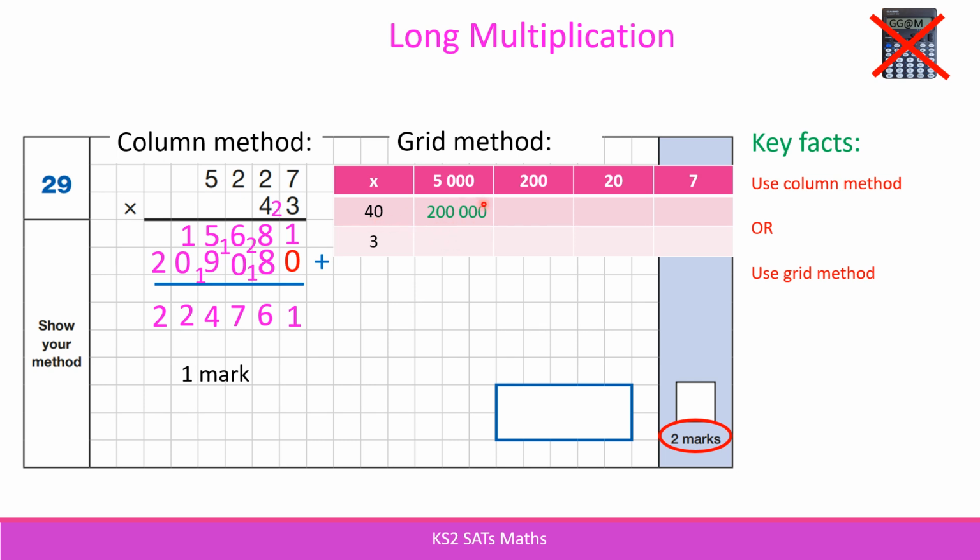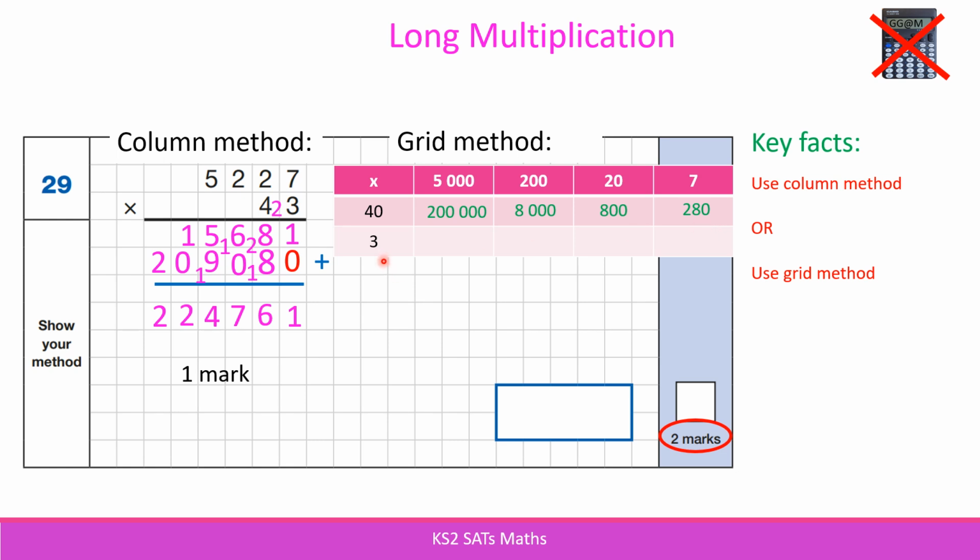Next I'm going to do 40 times by 200. 4 times 2 is 8, add on 3 zeros, gives me 8,000. 40 times by 20, 4 times 2 is 8, add on 2 zeros is 800. 40 times by 7 is 28, add on a 0 is 280.